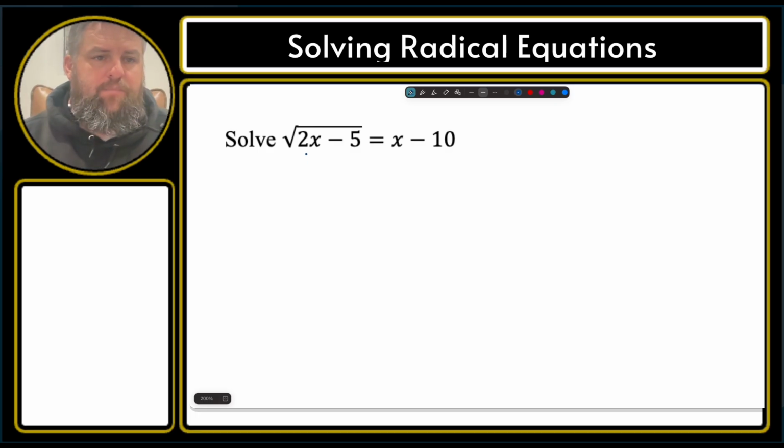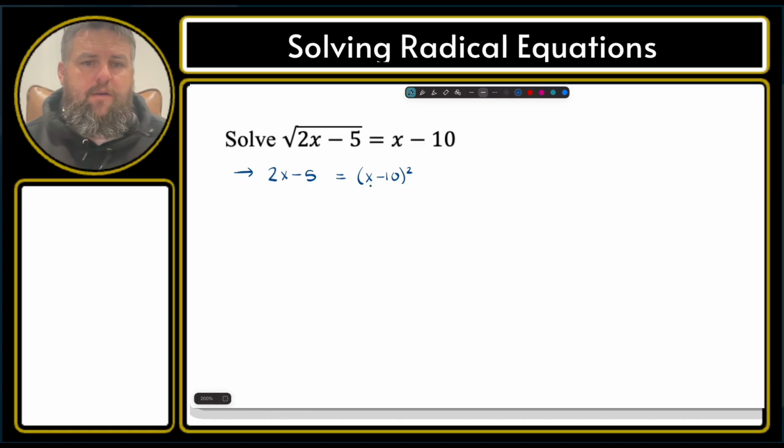Okay, for example 2, we're going to solve the square root of 2x minus 5 is equal to x minus 10. The very first thing I need to do is to take the square of both sides in order to undo the square root.